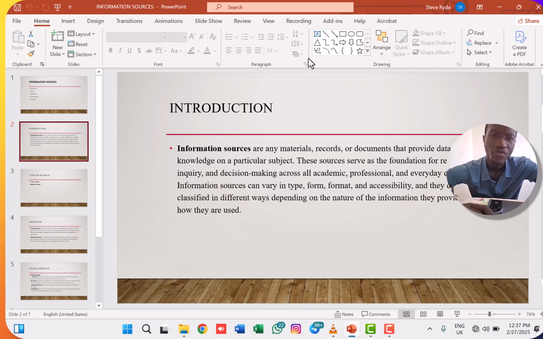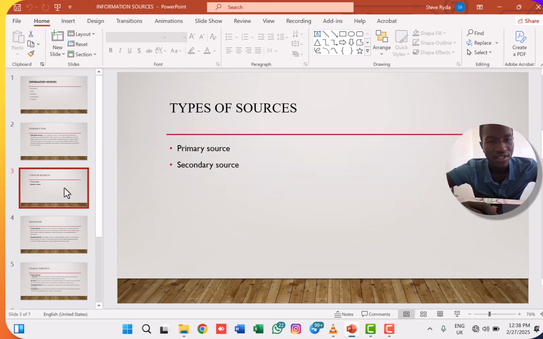So in general, they provide information to us. There are, let's say, documents that provide data to us where we can get information about some things. So we have types of information sources, and we have the primary source and the secondary source.